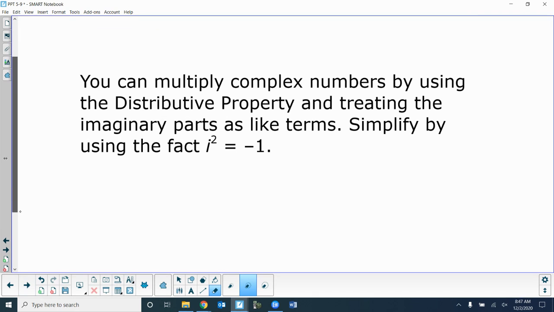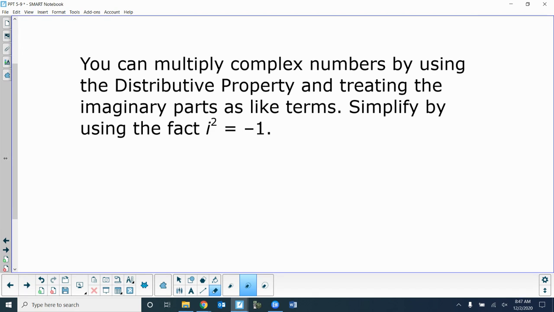Remember, that's kind of small, but remember, i squared equals -1, right? So we got to remember that. We're going to get some i squareds pop up. When that happens, like if I get a 5i squared, that's like 5 times -1, so it becomes -5. That make sense?